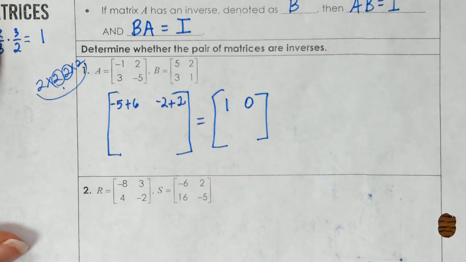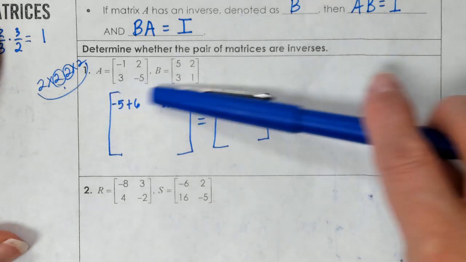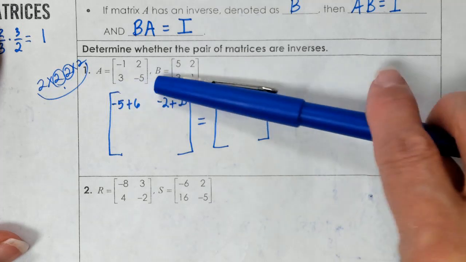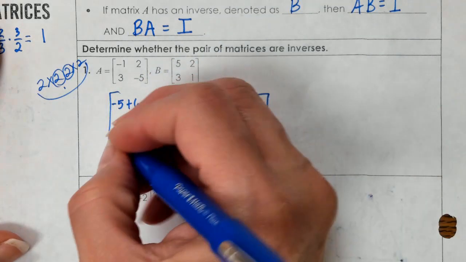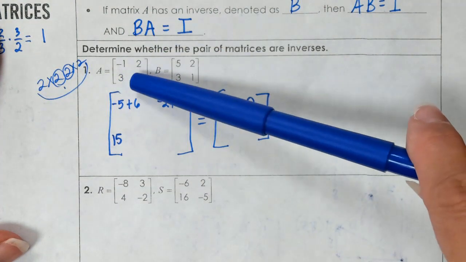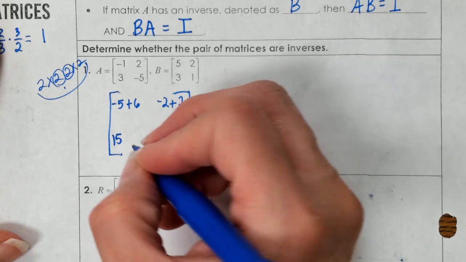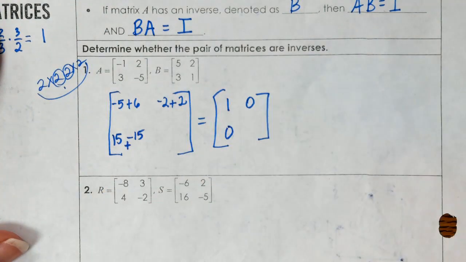So it's really starting to look like that identity matrix with the 1s down the main diagonal, and zeros in the other places. But you really can't stop here. We have to check the bottom also. So we're going to do the second row, first column. So 3 times 5 is 15. And we're going to do our -5 times 3, which is -15. We're going to add that together, and it does make 0.